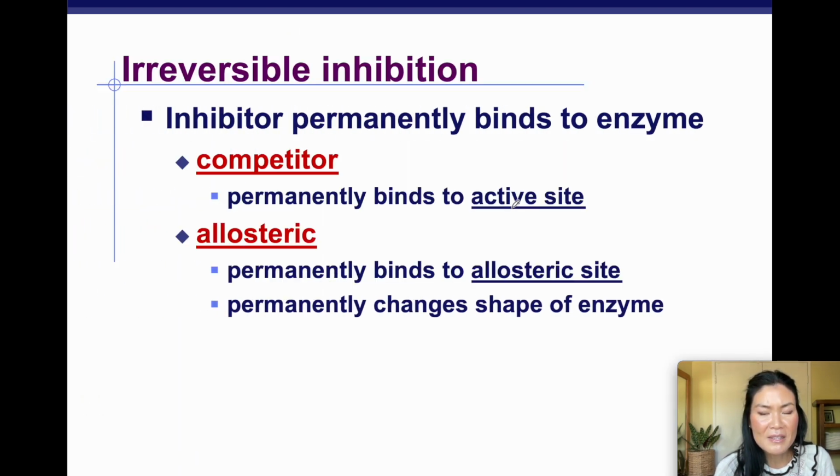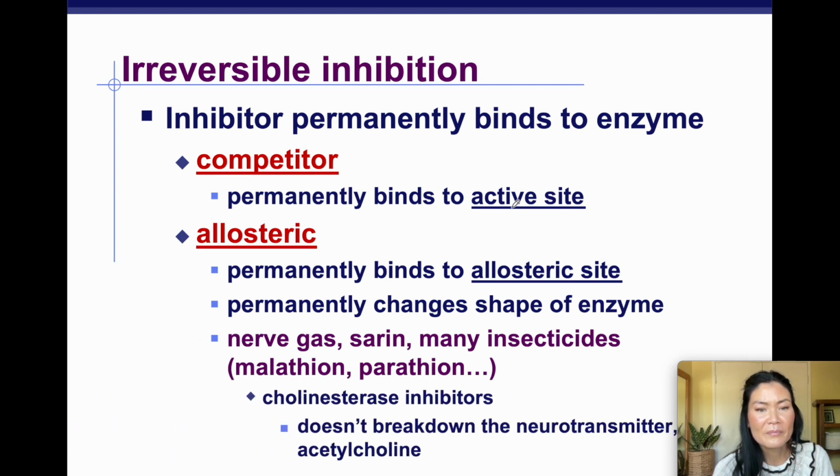So again, I said this, irreversible inhibition is where the inhibitor permanently binds to the enzyme. It permanently binds to the active site for a competitor. Allosteric, it binds to the allosteric site and it permanently changes the shape of the enzyme. And that's how a lot of nerve gases, insecticides work. Okay.